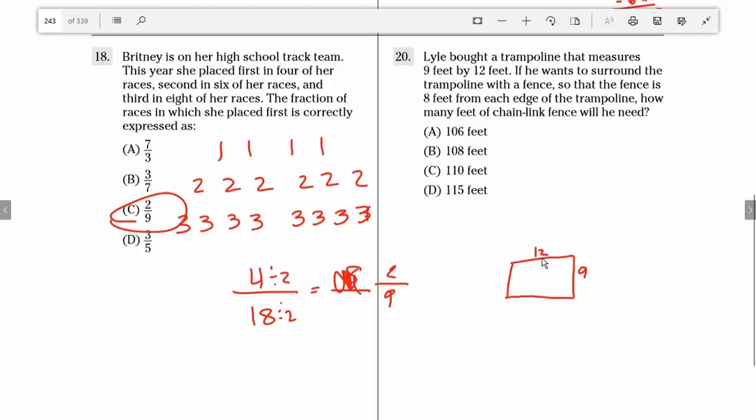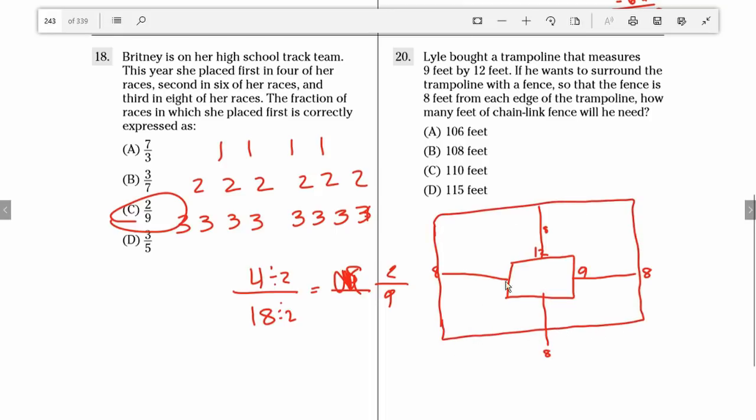it. So it's going to be 8 feet this way, 8 feet this way, 8 feet this way, and that's not drawn to scale. 8 feet this way. So you can see that the fence is going to look like this. This distance is 12, but we want 8 additional feet to get to the fence here. So this becomes 12 plus 8 plus 8.